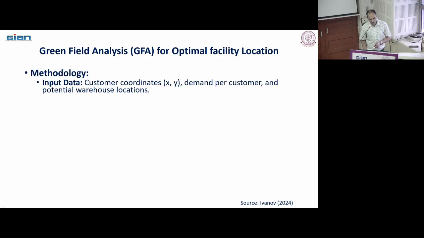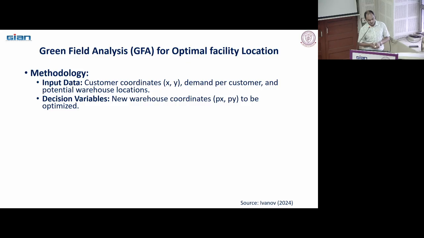Okay, so methodology: it needs customer locations, meaning customer coordinates, latitude and longitude, demand per customer, and potential warehouse locations. Decision variables are the new locations for your facility, latitude and longitude. Cost calculation: how does it consider the cost calculation? What is the demand of each customer and what is the distance? So considering those 2 factors, it will calculate the transportation cost.